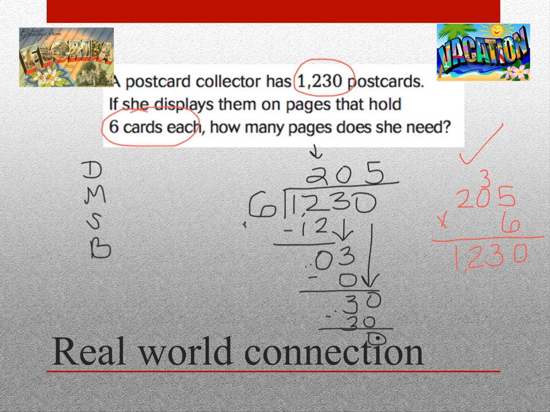If I did the division correctly, my quotient times my divisor should give me my dividend. Here I have 1,230. Here I have 1,230. So I know my answer's correct. If I had had a remainder, I would have added that down here. But because this one didn't have a remainder, all I had to do was multiply the quotient times the divisor.